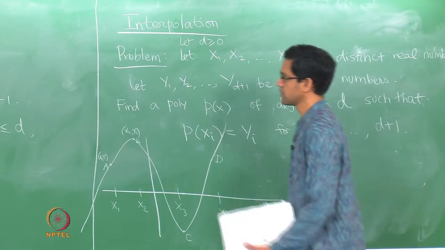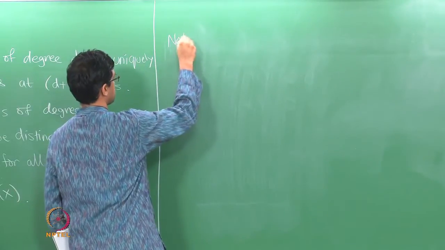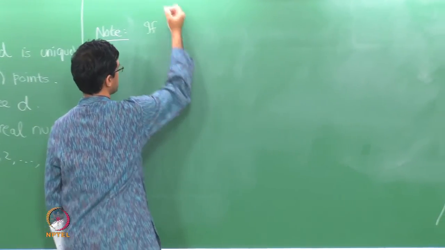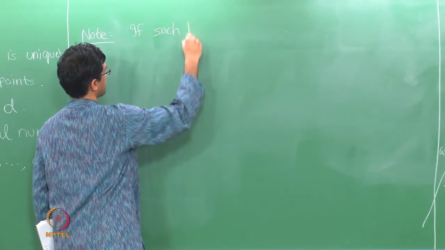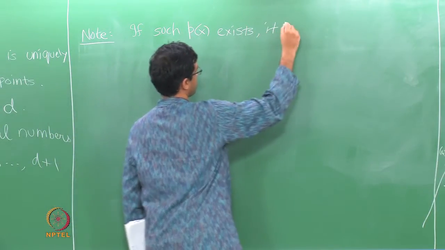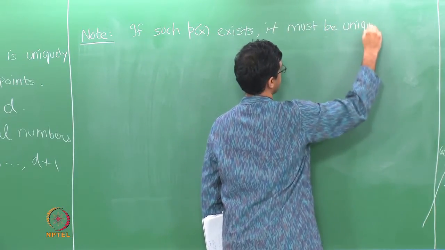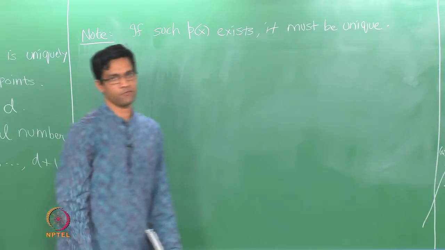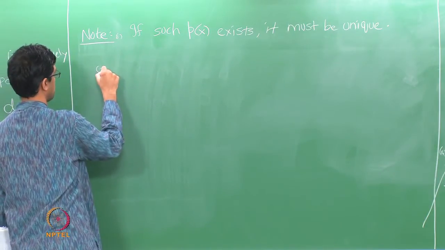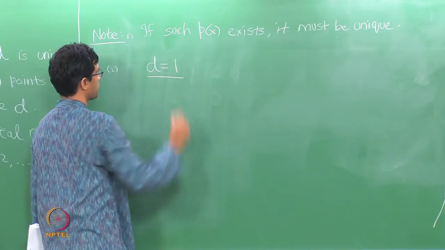Okay. So note, here is the first thing already, let us make some observations on this. Note, if such p of x exists, it must be unique. Okay. Why? By this principle that we just talked about. Okay, that is one. Now to get a sense of this, we will just do some special cases. So let us do some special examples.